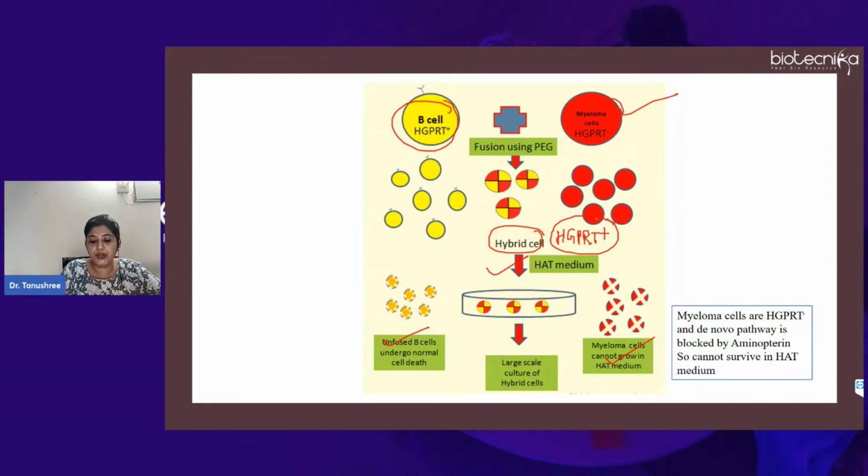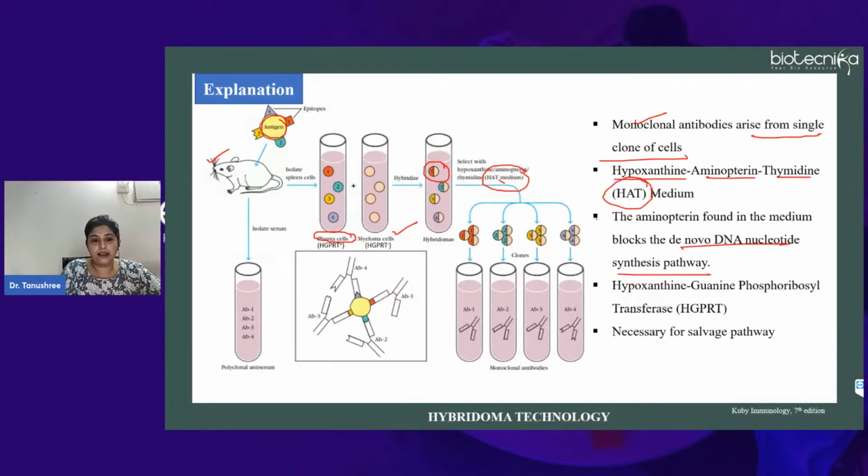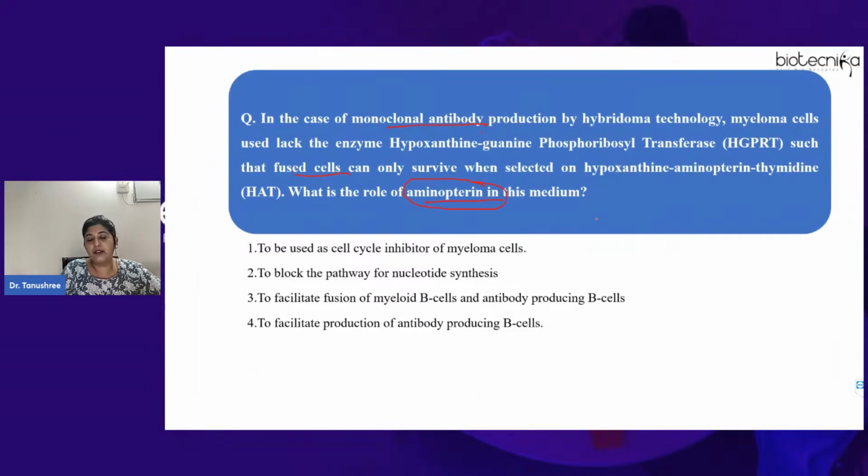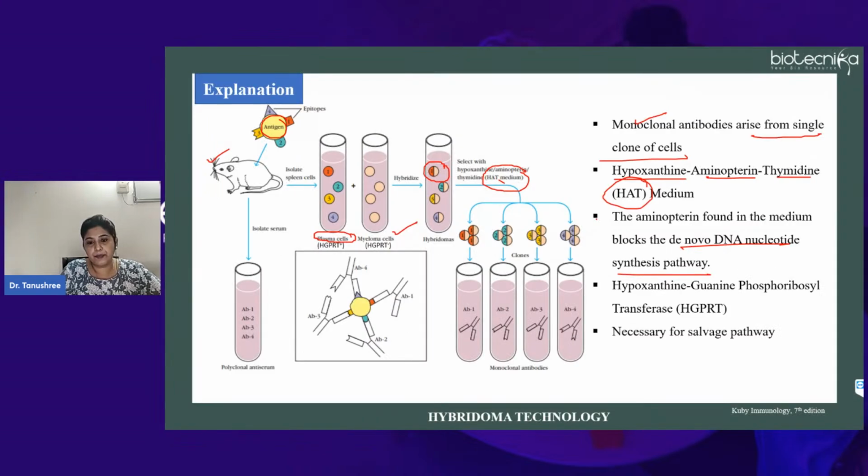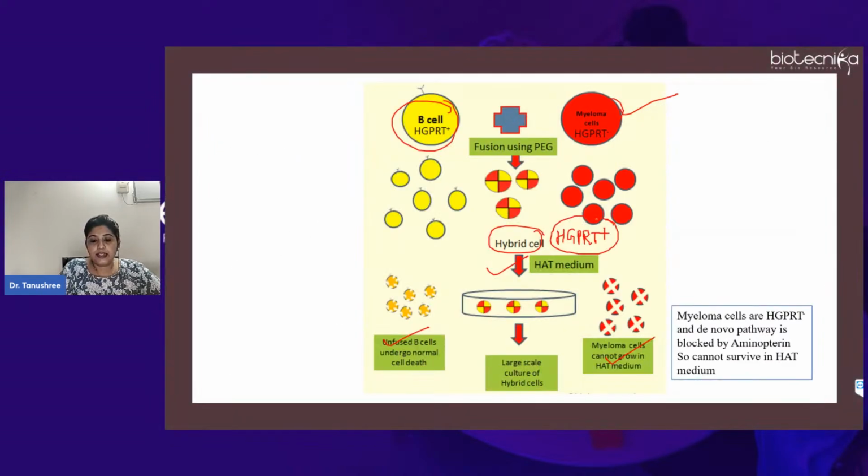Only the thing that we needed to recall here was what is the role of aminopterin. And the role of aminopterin was to block the pathway for nucleotide synthesis, as in the question, if you see. So this is the reason the answer here is option 2. So the majority have answered it correctly. Priyanka, I hope the answer is clear why it is option 2.